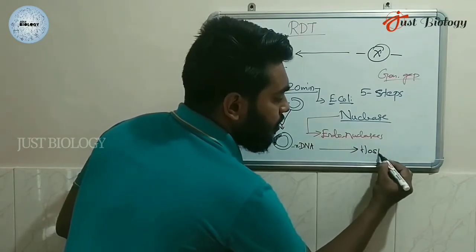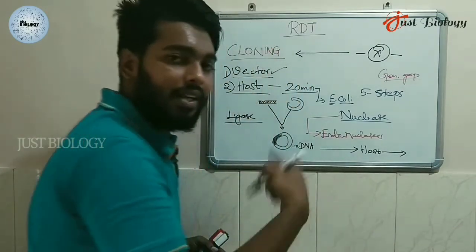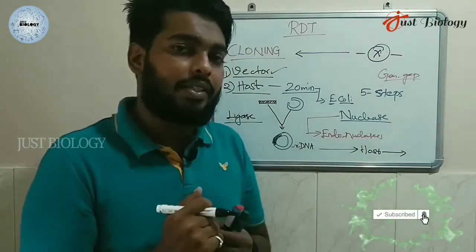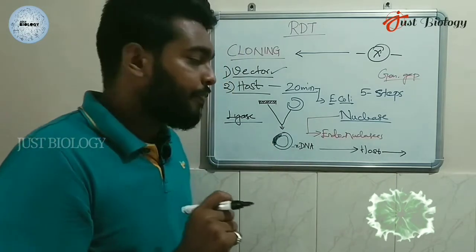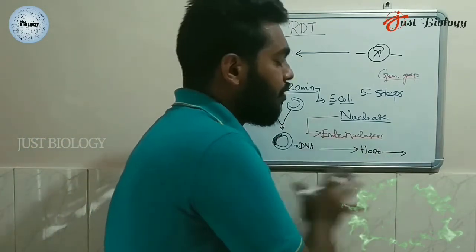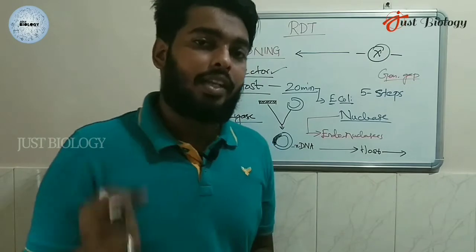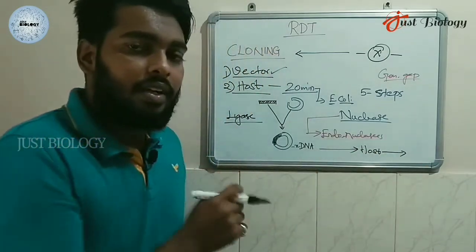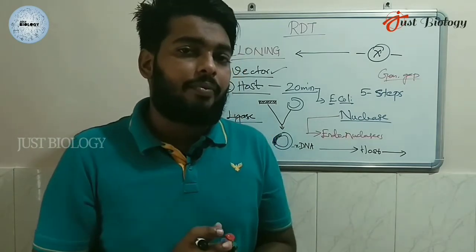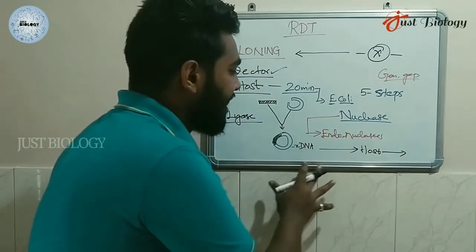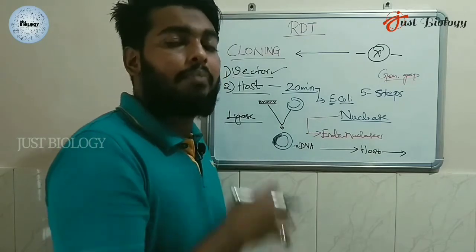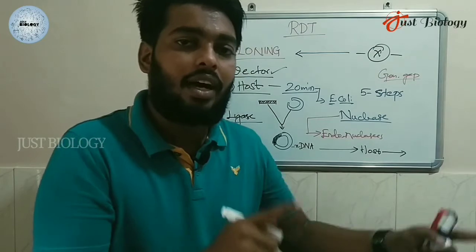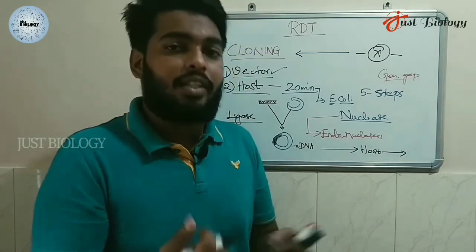Host. Then the host will multiply, or they make many copies of the same set of information. Then after all this, we need to collect all this vector from the host cell. Once you got the duplicated or amplified DNA, then you need to go for checking whether they are transformed or not transformed.